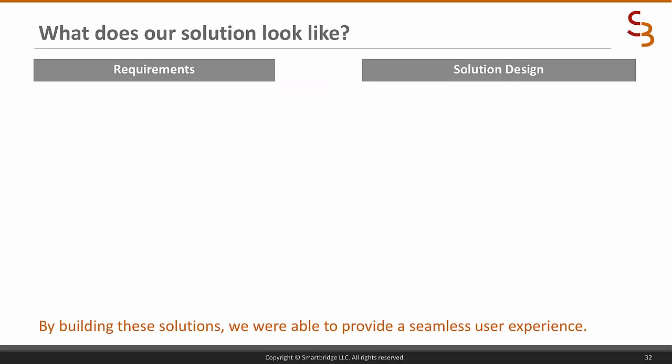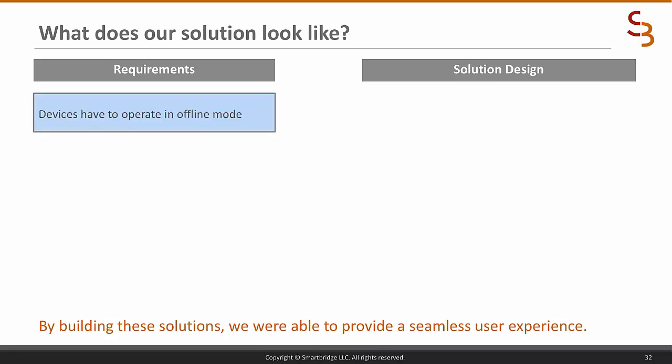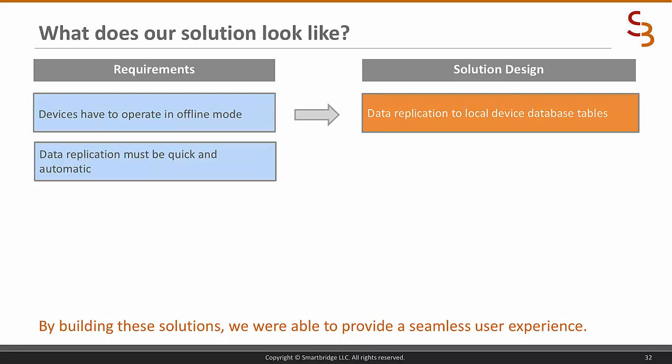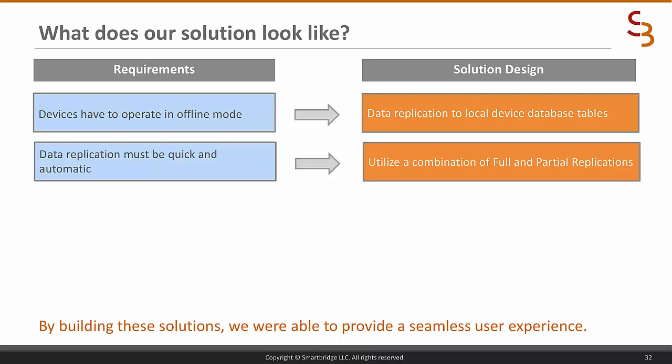So to recap, what does our final offline solution look like? Well, in order for our devices to operate offline, we had to use data replication to write data to a local device database. To make our data replications run quickly, we had to use a combination of both full and partial replications throughout the day.